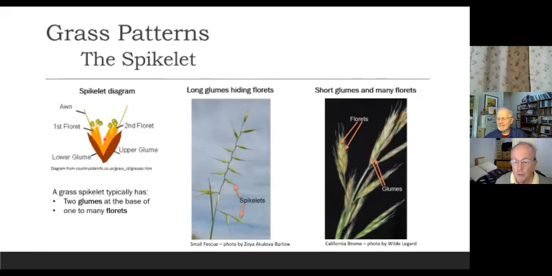Each grass species organizes its spikelets differently. Small fescue has long glumes that hide the florets. That's the picture here. California brome has short glumes that reveal 5 to 10 florets in a woven pattern. When identifying a grass, our first job will be to find and inspect the spikelets.